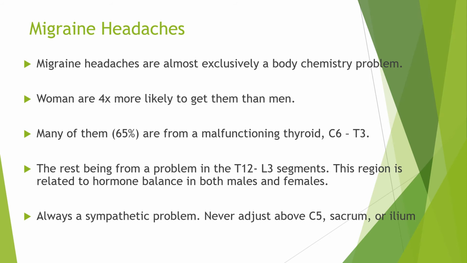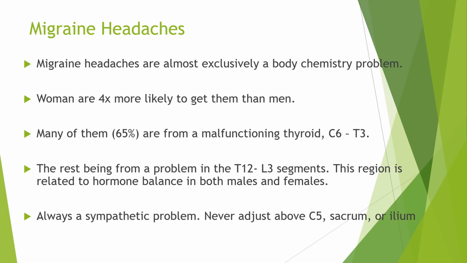Migraine headaches, as described by Dr. Gonstead through the case management notes, is a body chemistry problem. Also, women are 4 times more likely to get them than men, and many of them, 65%, come from the malfunctioning thyroid area. This is C6 through T3, and in practice, probably 80 to 90% of the patients I cared for with migraine headaches, this was the region of the primary subluxation, and correcting this area had the best effect on the headaches.